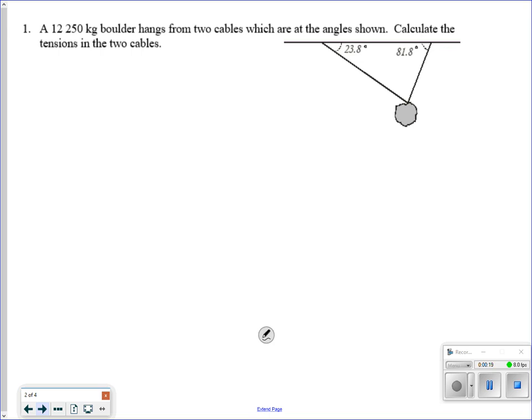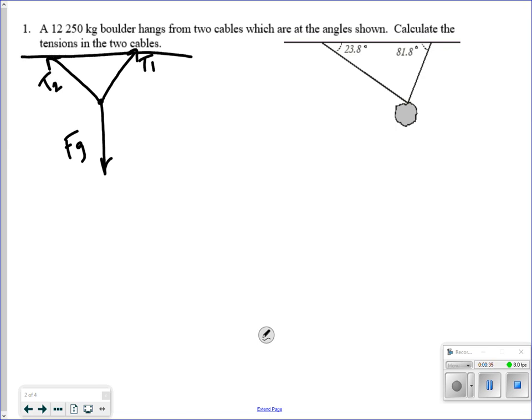All right, so your free body diagram. You should have gravity going straight down, right? And then you've got two different tensions, one up here, one over here, and I know that's not to scale based on what's going on. All right, so here's your ceiling, right? Your angle here, your 23.8. Remember, you've got alternate interior angles here, so it's going to be the same right over here. All right, so that's going to be my 23.8. My angle here, my 81.8 is going to be the same right there.